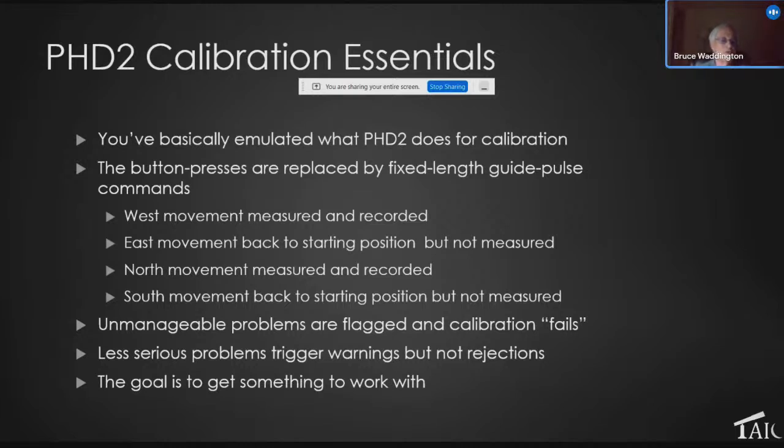A lot of people with mount problems feel like PHD is just putting up roadblocks and trying to make this as hard as possible. In fact, it's just the opposite. We're trying to find a way for you to get a successful calibration that's at least good enough that you can move ahead and start to do imaging and be able to get further than just being roadblocked at the very first step.